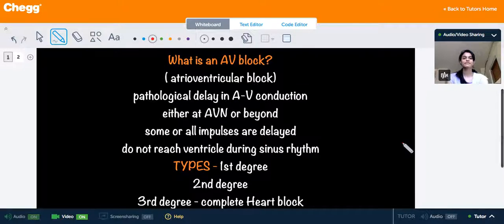First degree heart block is usually asymptomatic, and so is second degree. Third degree heart block sometimes presents with things like dizziness and syncope. In first degree heart block, the main thing you do is just treat the underlying cause of the heart block. That's basically all you do in a first degree heart block.